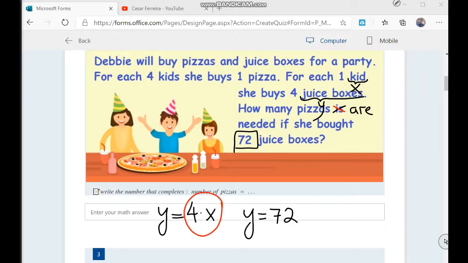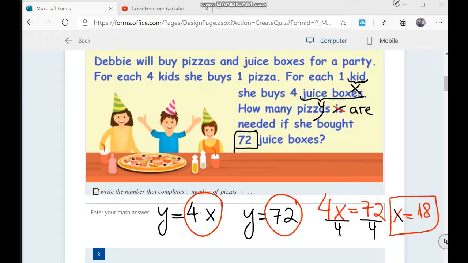And we can put together this. 4x equals 72 divided by 4. X equals 72 divided by 4, 18. This is the number of kids. This is the amount of kids that you're going to have in the party. But for each 4 kids, you need 1 pizza.